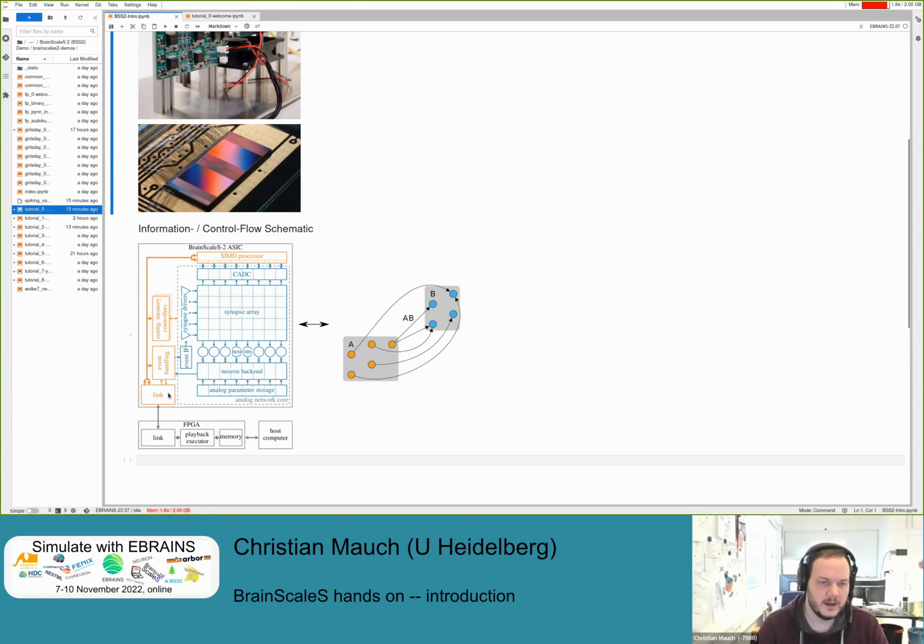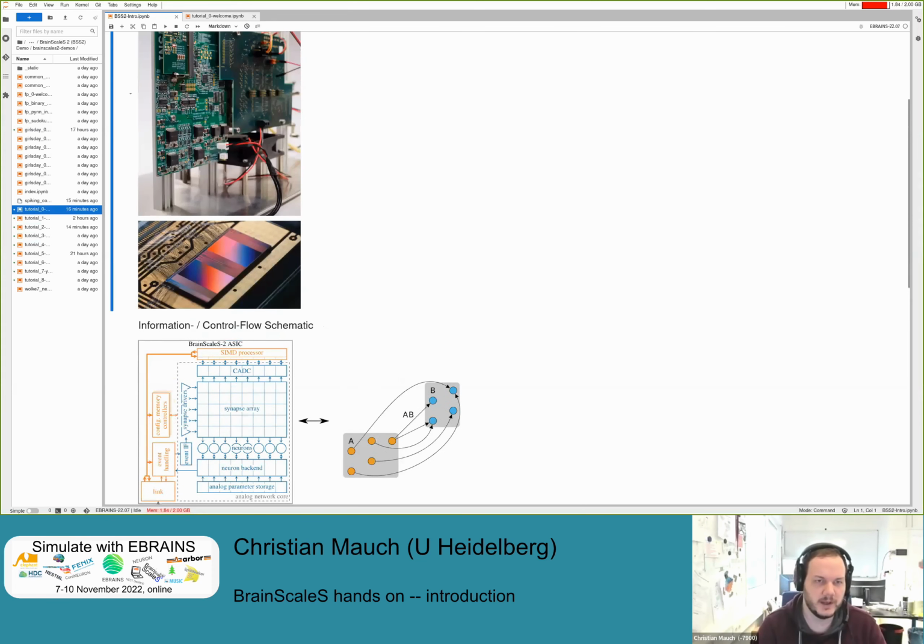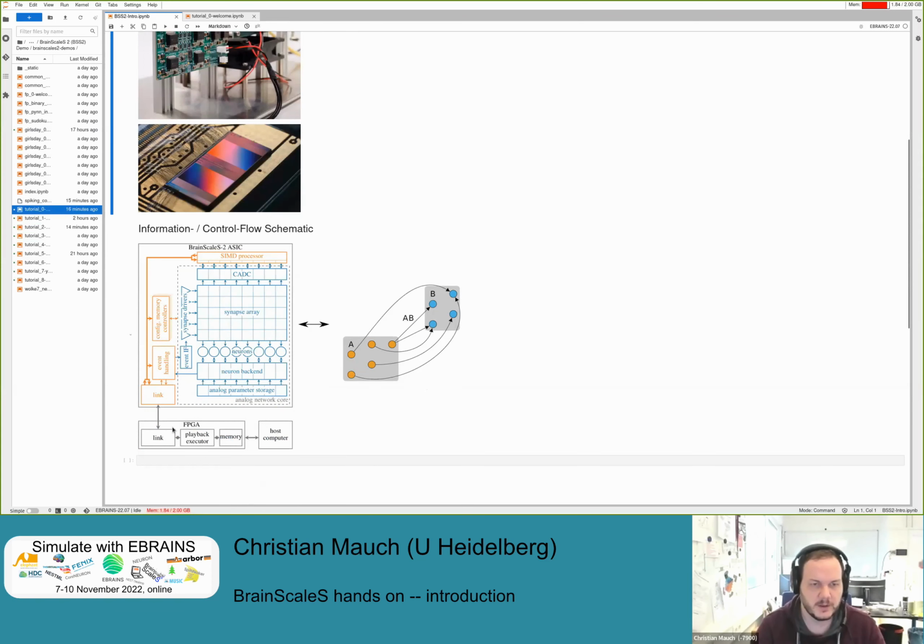And additionally, on the chip itself are units that handle the event input, output, recording of voltages and so on, and also the processor itself, which enables the plasticity kernels. And this chip then is, as already said, controlled by FPGAs, which can control the experiments, which themselves are then controlled by the host computers, or in this case, the IPython notebooks that you will be using.